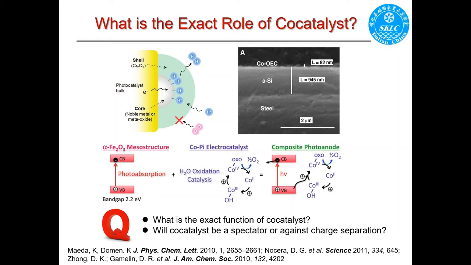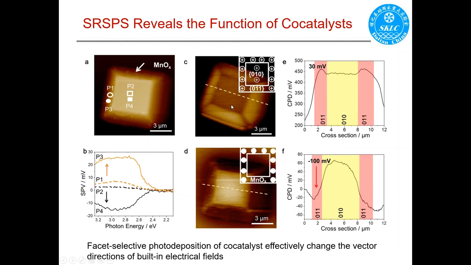So again, we start with this model system, and this time we deposit manganese oxide, a very famous oxygen evolution catalyst. It is deposited on the side facet. It is quite interesting to see that if you deposit the co-catalyst on the side facet, the signal of the holes is greatly enhanced. Another interesting phenomenon is that, although nothing is deposited on the top facet, the signal is also increased, but it changed sign.